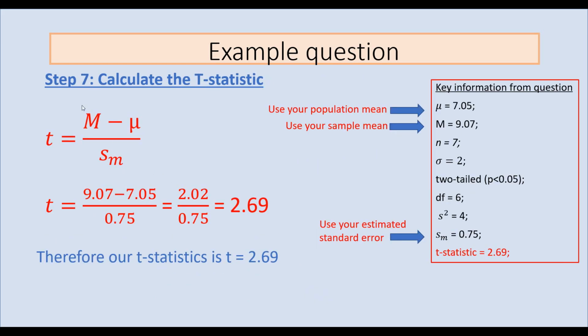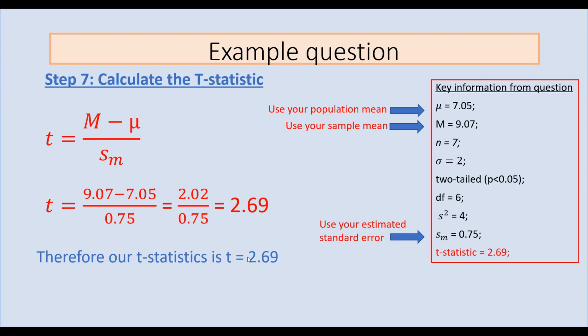And now step 7 is to calculate the actual t-statistic. Bill's mean for his walking data was 9.07, so we're going to subtract from that the population mean, which is 7.05 of walking data. Then we're going to divide it by the estimated standard error, which is right here in our table, 0.75. We divide it, and we get an actual t-statistic of 2.69.